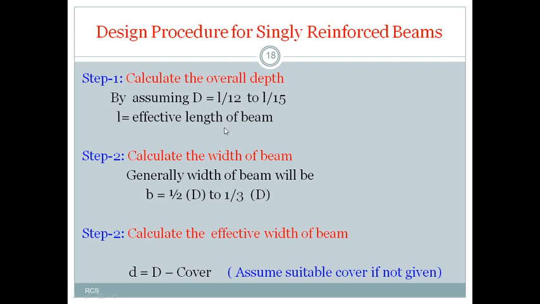Once you know the overall depth of the beam, you have to calculate the width of the beam in the second step. Generally, the width of the beam, small b, will be half of D to 1/3 of D. Here capital D is the overall depth.